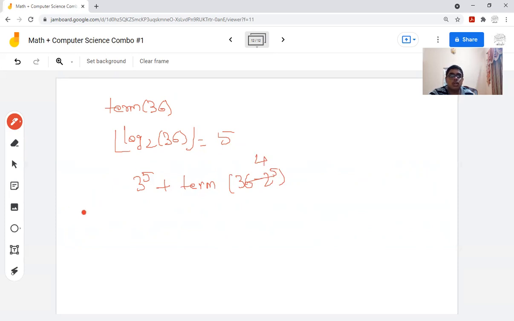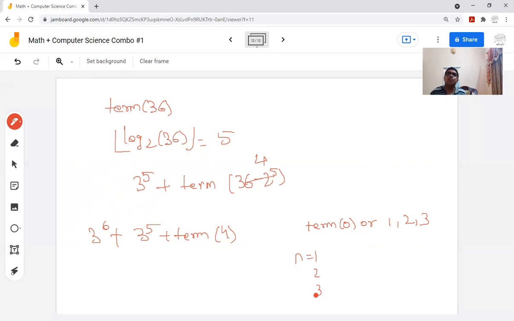So now this goes and gets attached to term of 36. That is 3 power 5 plus term of 4. And ultimately, you reach some number like term of 0, 1, 2, or 3. Ultimately, you reach the final step, the conditions n equal to 1, 2, and 3. There, once it gets assigned, the entire thing stops and you get the nth term. So this was the algorithm. I hope I could express myself in the best way I could here.